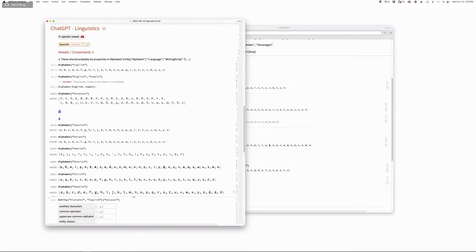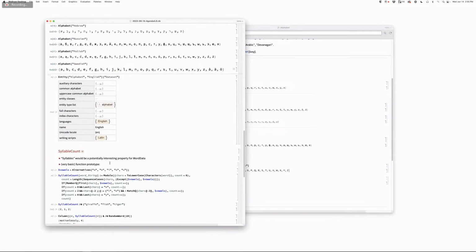Okay, so that's what we'll put in as an alphabet property, and it's also a property in language data. Make sense? Yep.